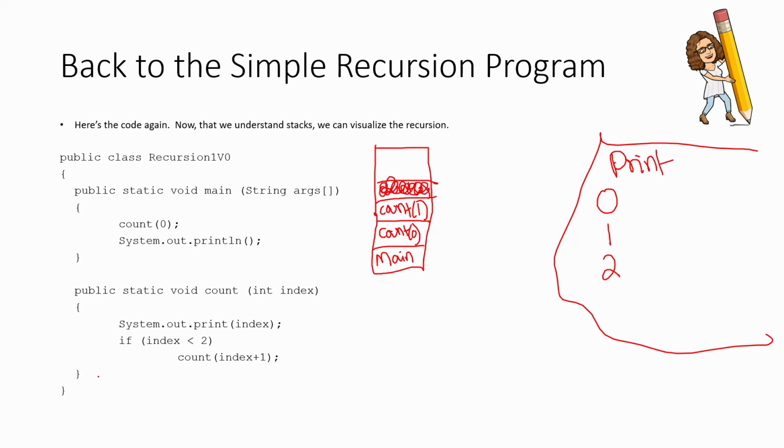Now count 1. Since count 2 finished, count 1 can reach the end, so count 1 pops off the stack. Since count 1 finished, count 0 can pop off the stack. And actually I just realized that was a print line, wasn't it? So it'd be 0, 1, 2. It would look like that. Since I've run to the end, main, I'm going to go to a new line, so I'd be right there, ready to go again. And main would pop off the stack.